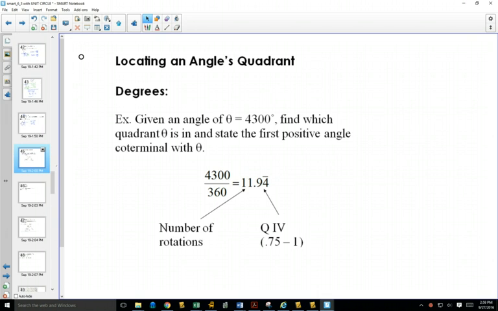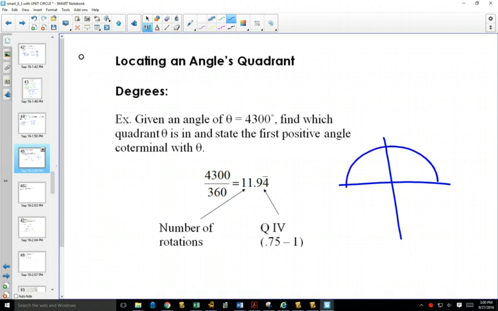Now for most of your test you won't have your calculator, but if you did and wanted to figure out what quadrant it's in, you would take 4,300 degrees and divide it by 360, and you get 11.94. That means it's gone 11 full times around, and then another 94% around again. Does that make sense that that would end in quadrant 4? Because you went 11 full times around, and on that last time around you went 94%, it's going to end somewhere in quadrant 4.